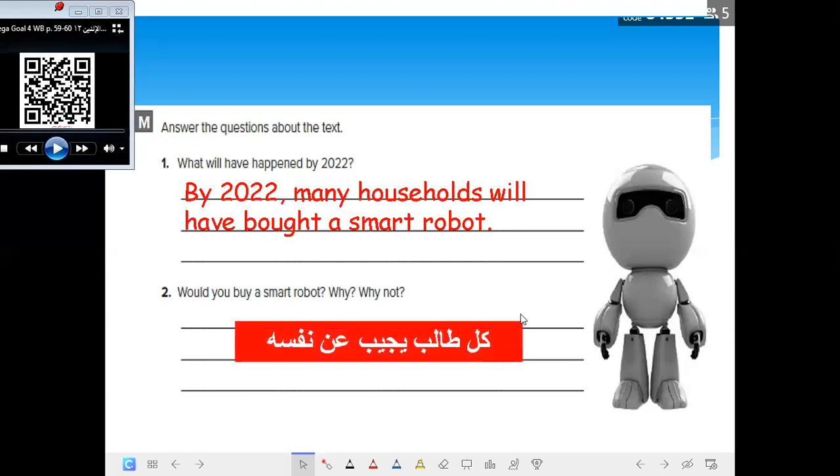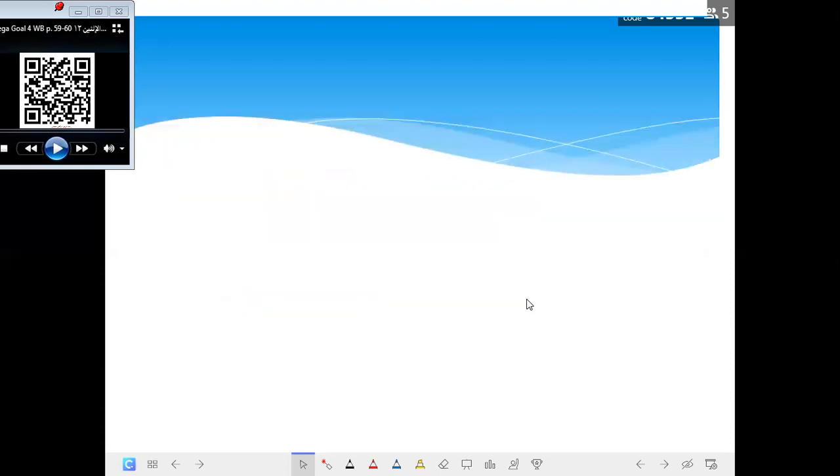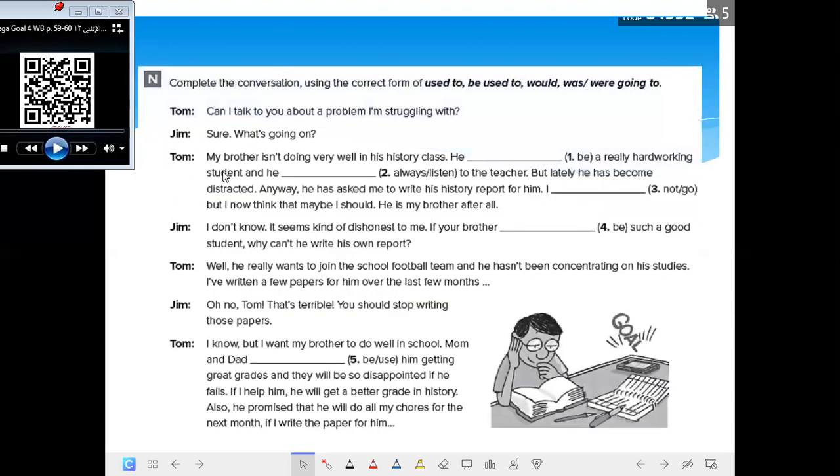Okay. Now let's go to page 66. As you see here on this page on exercise N, he wants you to complete the conversation using the correct form of used to, be used to, would, was, were, going to. Now I want two students. One will read about Tom, the other will read about Jim. We need two students, one to read about Tom and one about Jim. The conversation in front of us has blanks, and we fill in the missing parts.